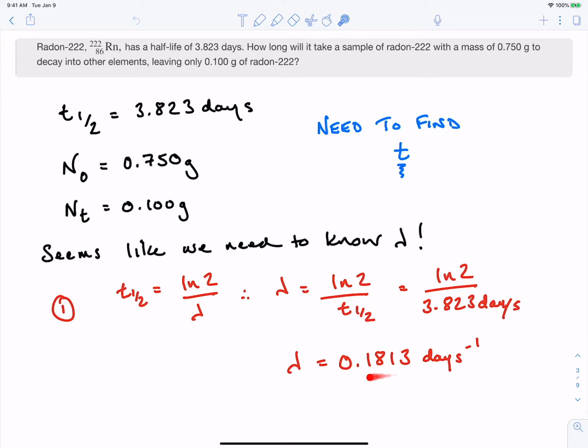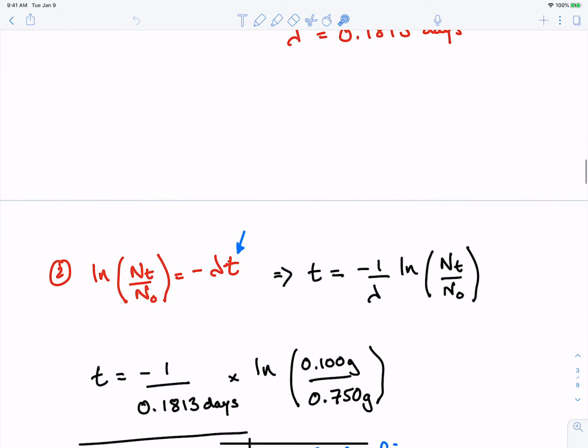We can take this value and use it to calculate the rest of the question. So we're going to use this expression here, which we know is one of our three equations. We want to know the value of time. We now have a value for lambda. We're told in the question what NT is and N0. And because of this, we can now rearrange this equation. So what I'm going to do is divide both sides by -1 over lambda. And so time now is -1 over lambda, natural log of NT over N0.